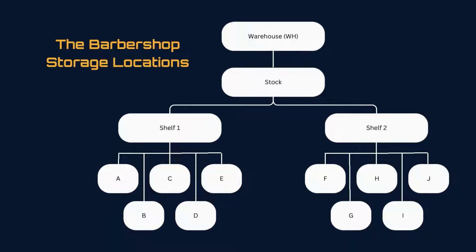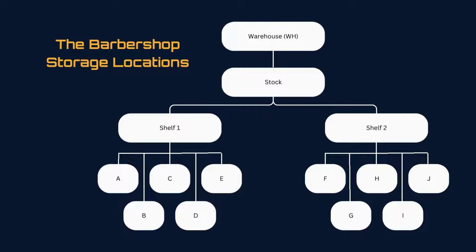Odoo structures locations much like a tree. Each location is dependent on a parent-child relationship, and this allows for a more detailed view of stock operations and analysis relating to the organization of your warehouse. So here you can see the breakdown of my storage. We have the warehouse here with the short code of WH, and then stock. And beyond that, we have two shelves and several different bins.